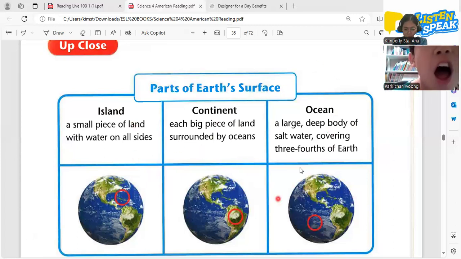Let's have the next word, please. Continent. What is a continent? A big piece of land surrounded by oceans. Okay, so island and continent are somehow the same. The only difference is a continent is a bigger piece of land. It's also covered with water. How about the next one? Ocean. A large deep body of salt water covering 3/4 of Earth.